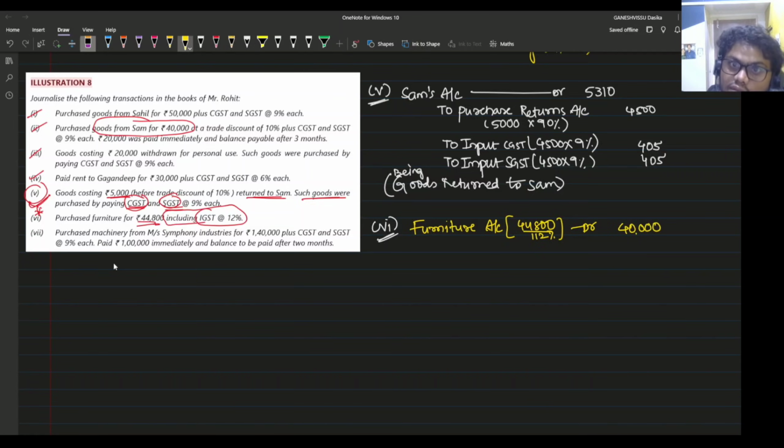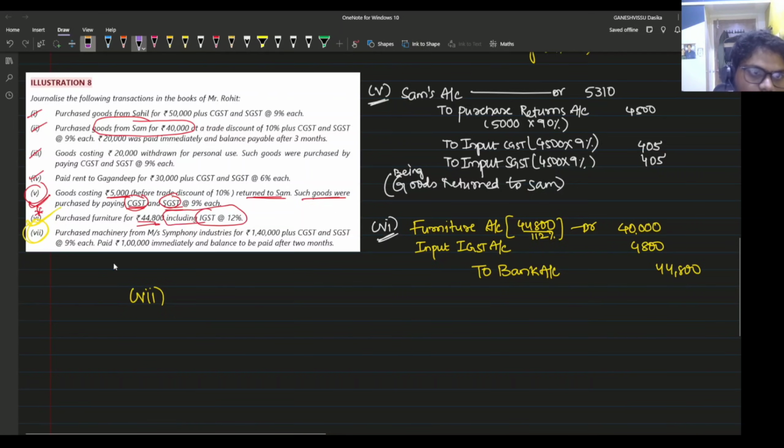We are required to show GST separately, right? Input IGST account, remaining 4,800, and the amount you are going to pay to bank account. He purchased furniture, and he has not mentioned any name here. So what we are going to write? To bank account directly, 44,800. Narration being furniture purchased and IGST paid. I'm not going to write narration now. This is also completed. Let us now see the last transaction.